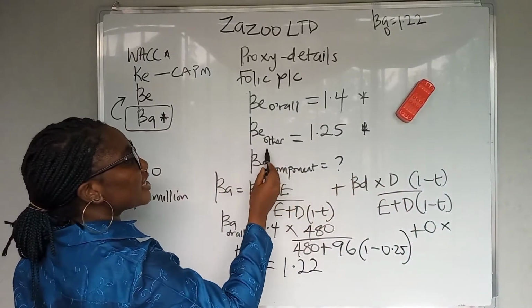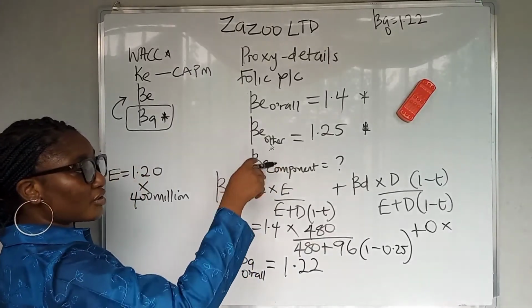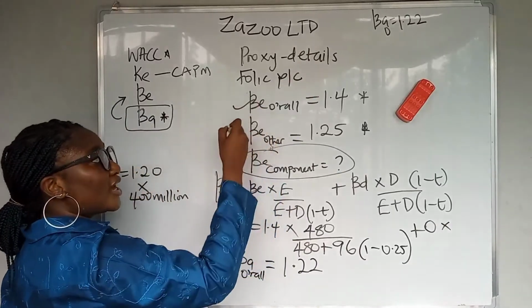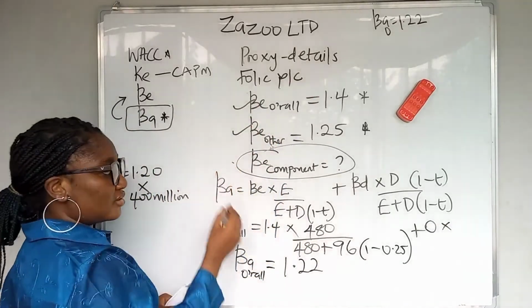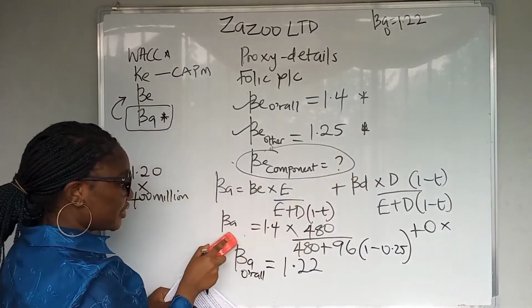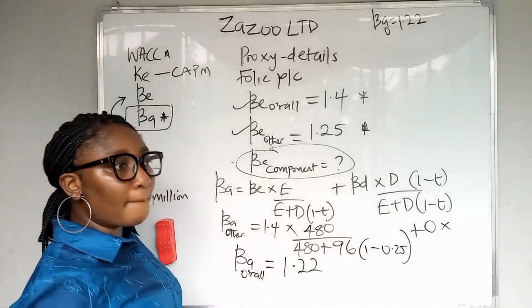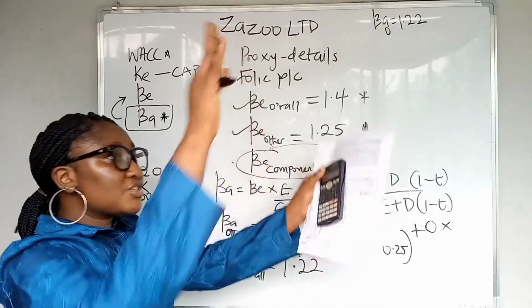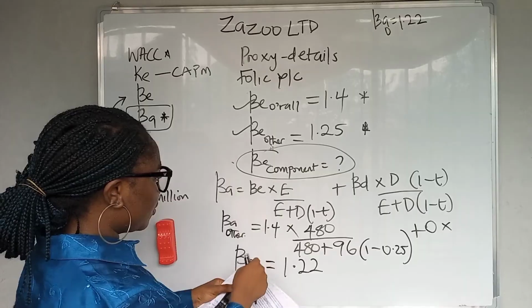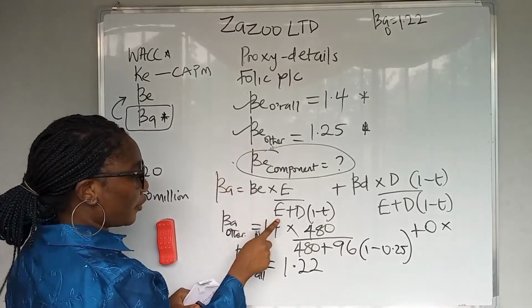Now we need to get the business risk of other components. Although this is what we are looking for, and we'll get there, we need to get the business risk of this one and this one for us to get this. So the business risk of the other aspect of the business, just like Dangote, they are doing semo, they are doing salt, they are doing sugar, but let's say it's only sugar you are looking for, so you don't get the business risk of the whole Dangote. You need to separate it. So the business risk of the other aspect of the business is 1.25.